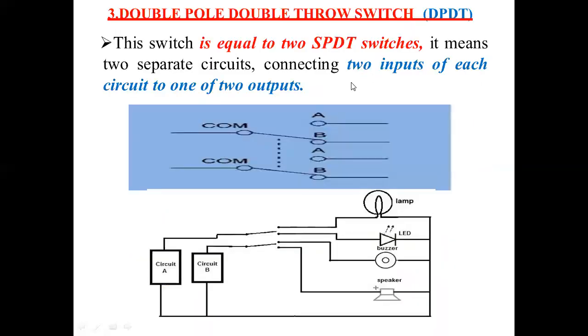Similarly, DPDT, double pole double throw: if the poles are connected here, this lamp turns on. If the poles are connected here, the buzzer or speaker turns on. So a double pole double throw switch has two inputs, and each circuit connects to one of two outputs. That is the DPDT switch operation.